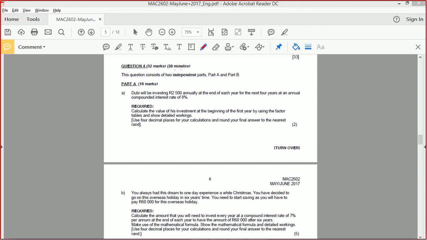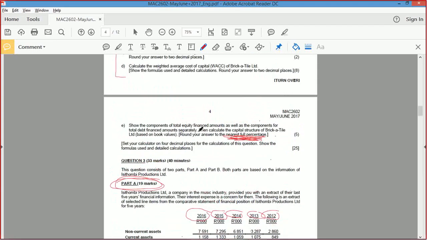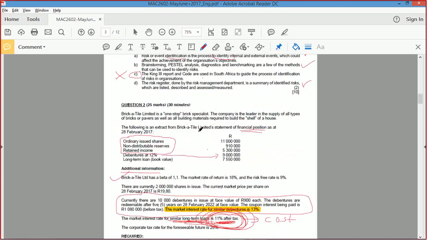We're looking at May-June 2017. We're carrying on where we left off. This is question 4. It's 32 marks, so it's also a long question. The last two questions were quite long. We had question 3, which was, I think, the longest one, which was out of 40, if I'm not mistaken.